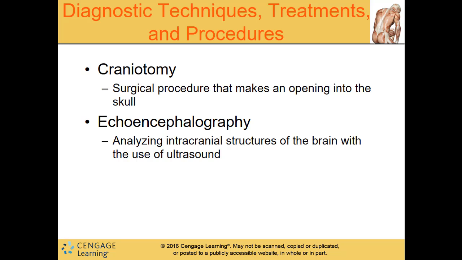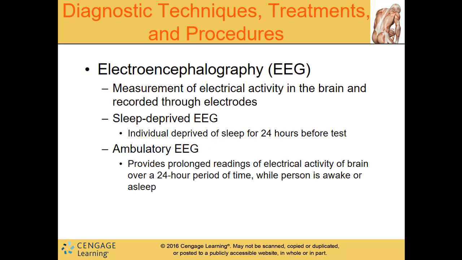Echoencephalography, analyzing intracranial structures of the brain with the use of ultrasound. Electroencephalography, that's the EEG, measurement of the electrical activity in the brain and recorded through electrodes. Sleep-deprived EEG is an individual deprived of sleep for 24 hours before the test. Ambulatory EEG provides prolonged readings of electrical activity of the brain over a 24-hour period of time while the person is awake or asleep.